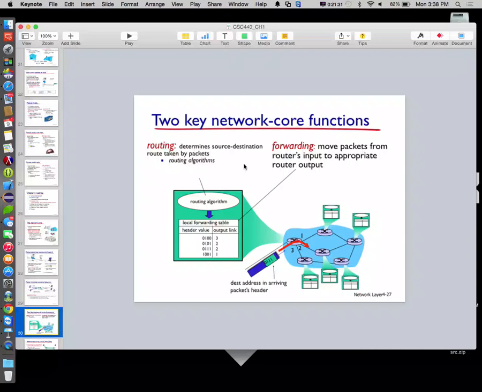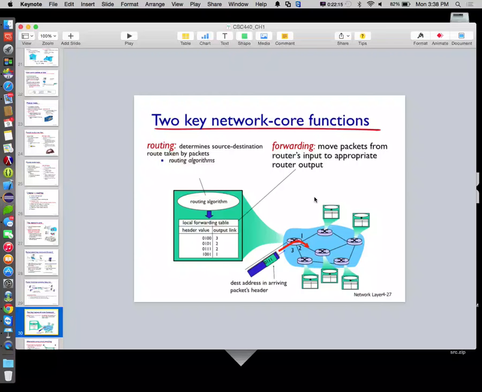Okay, core functions, routing, determines source destination, route taken by packets, so that we're going to talk about specific routing algorithms. So for instance, when you perform a trace route, we type in www.google.com from here, it's going to show us the 6 or 7 hops it takes to get to Google's server. Somebody had to dictate where the next hop was, and that deals with routing algorithms. So each router is running an algorithm. It decides based on where you're sending this data, ultimately, where's the next hop. That makes sense?